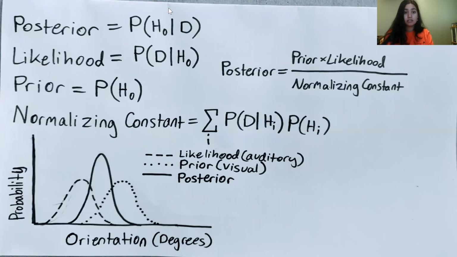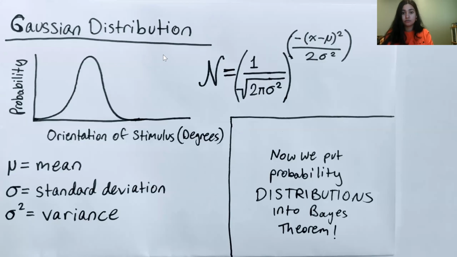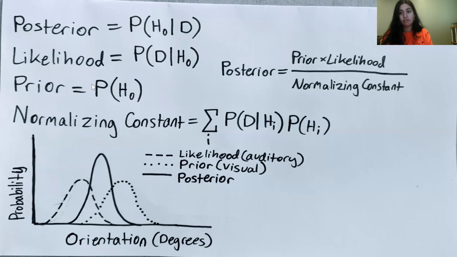And all of these are functions that use this Gaussian distribution, by the way. All of these are using that function to get this distribution of probabilities.